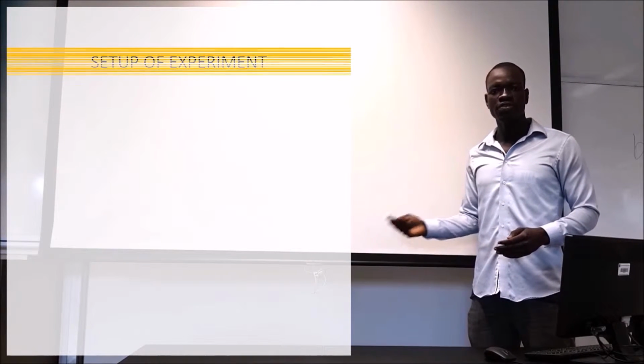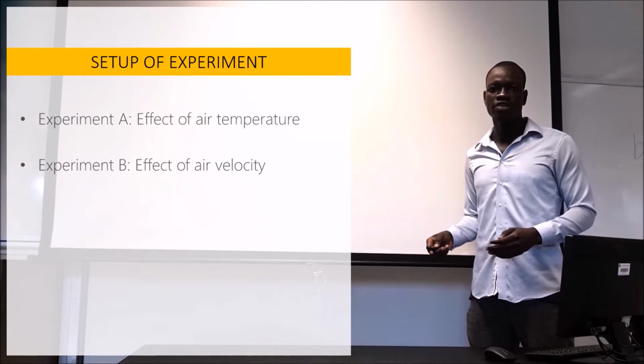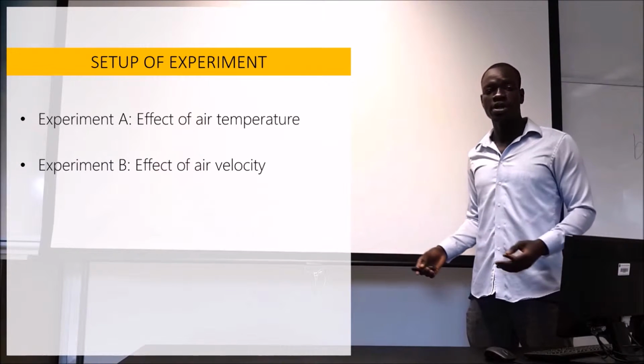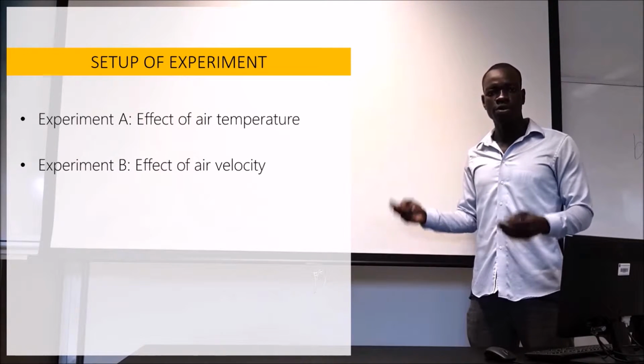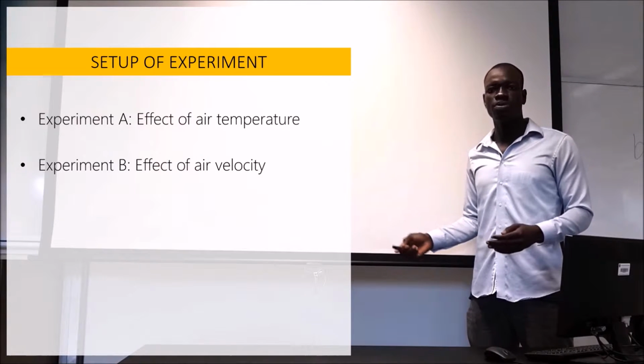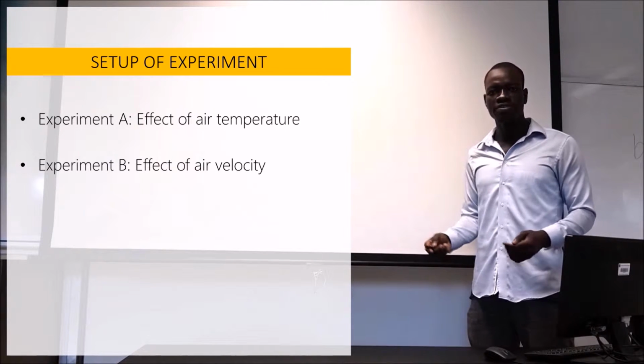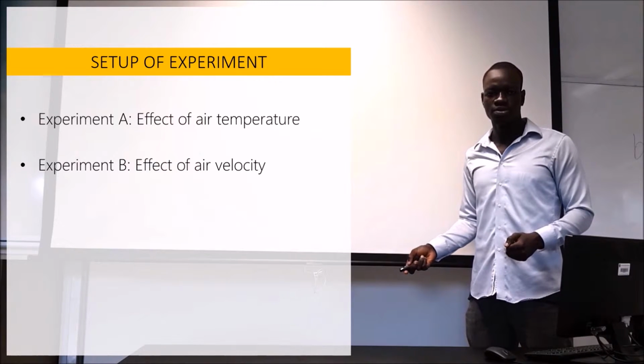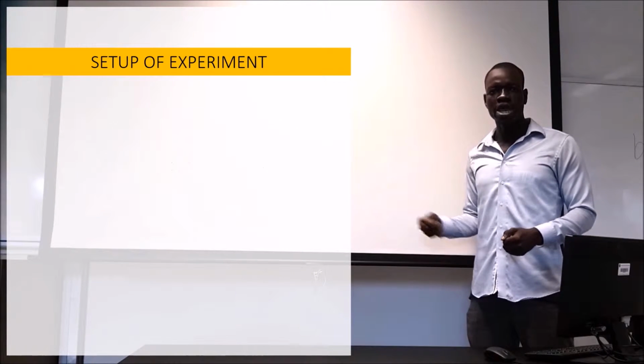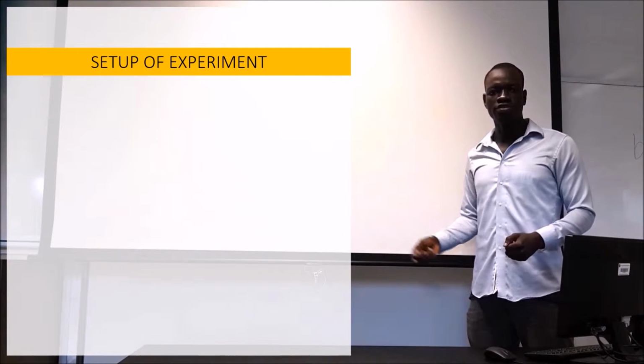Findings after we carried out our experiment. We divided it into two sub-experiments. There is experiment A and there is experiment B. Experiment A is the effect of air temperature, and experiment B is the effect of air velocity. Given our results, we have parameters. We altered some of them.